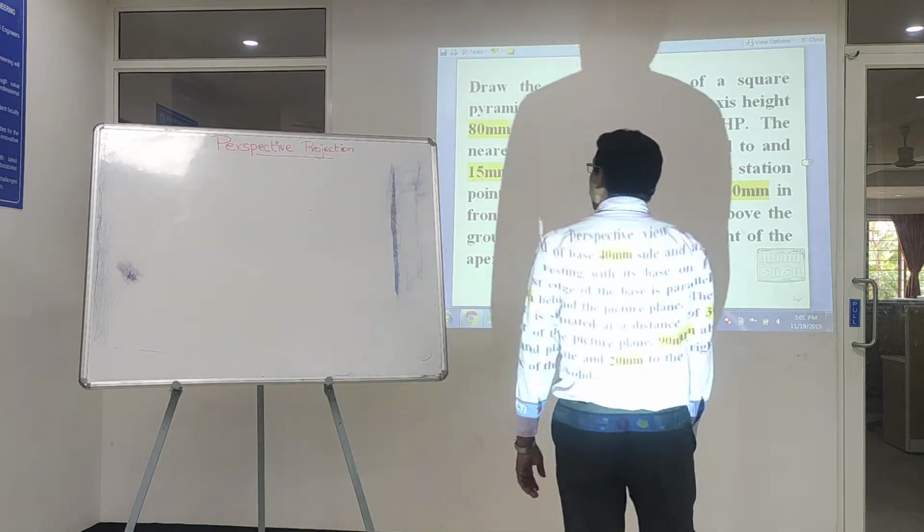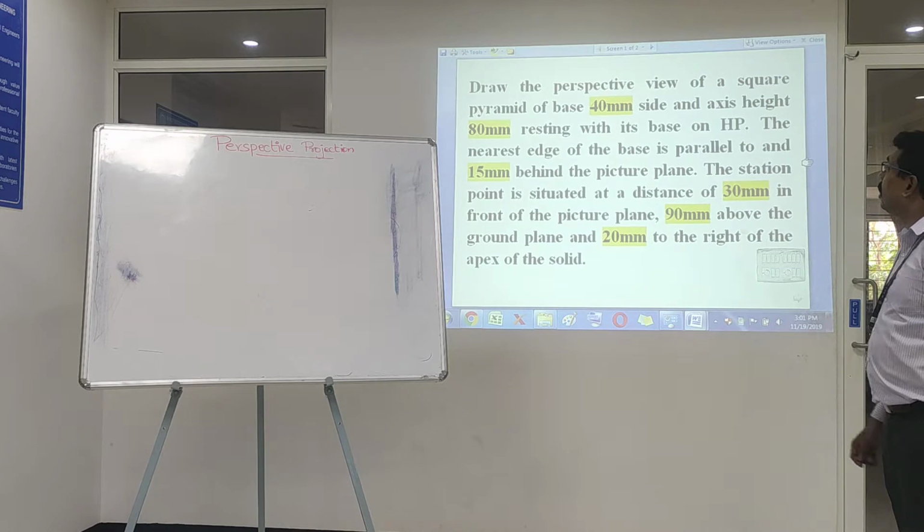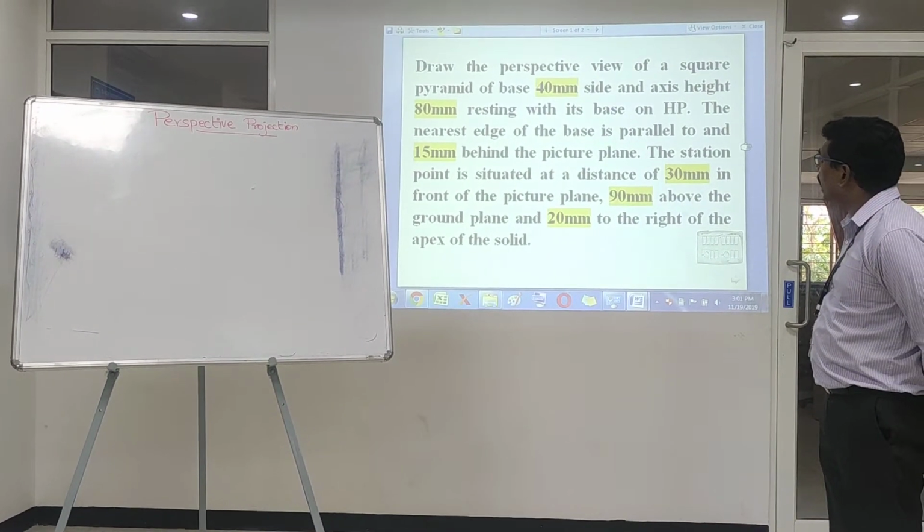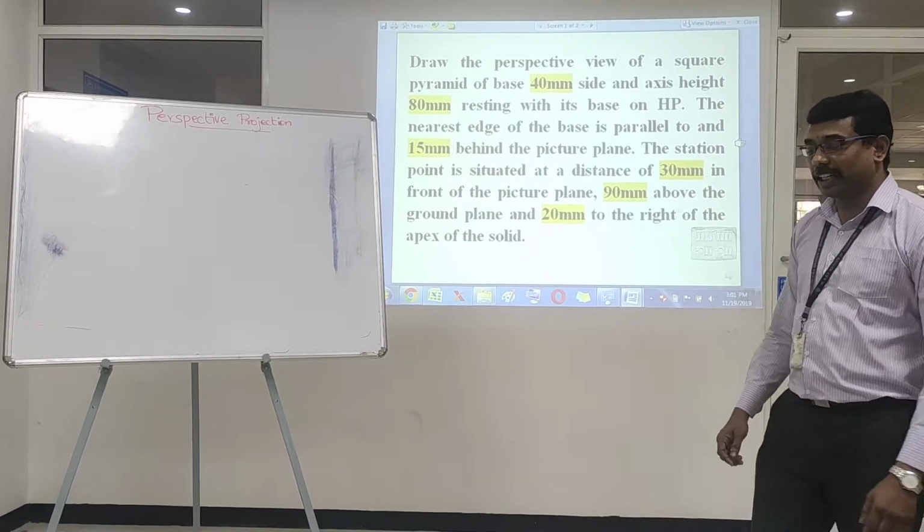Today we are going to see a problem related to the perspective projection, and this is going to be the problem. Let us start with the problem. Draw the perspective view of a square pyramid of base 40 mm side and axis at 80 mm resting with its base on the HP.